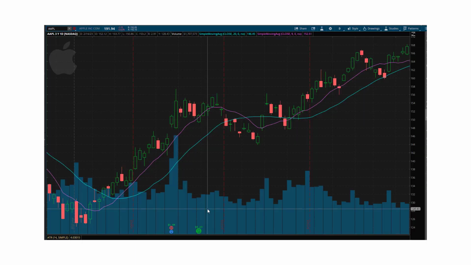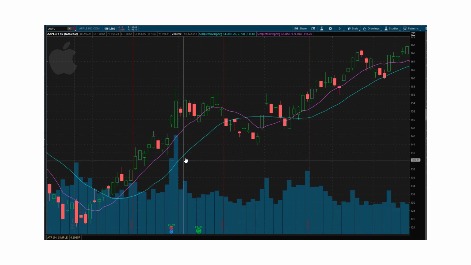This video is going to share a moving average crossover trading strategy that can be used in the stock market. On my screen here is a price chart for Apple, and each of these price bars or candles represents 1 day of price activity for Apple stock.